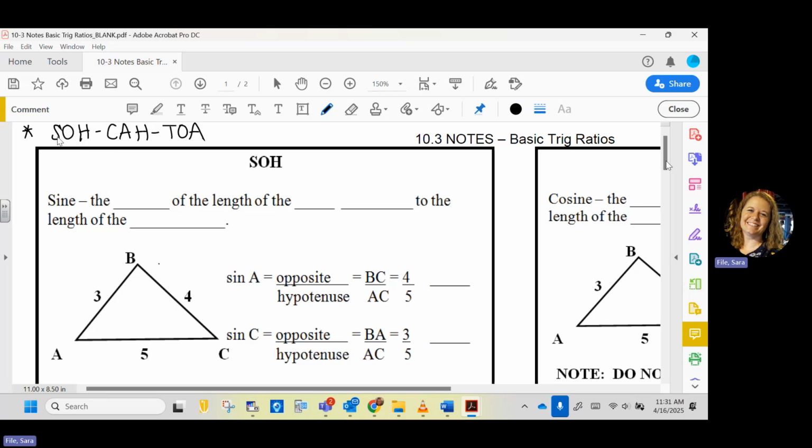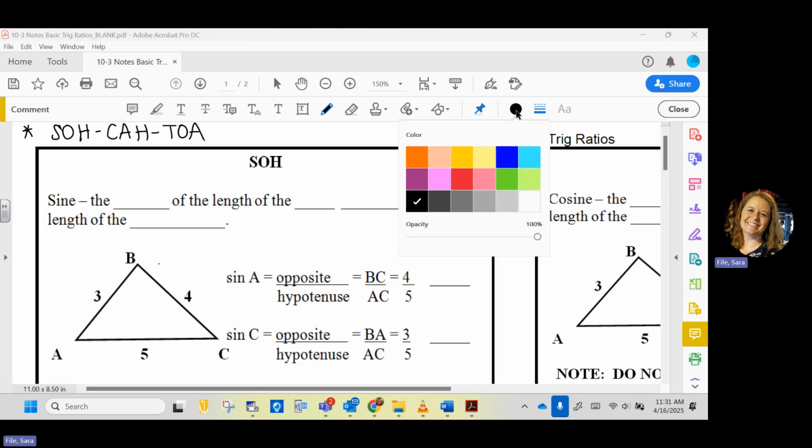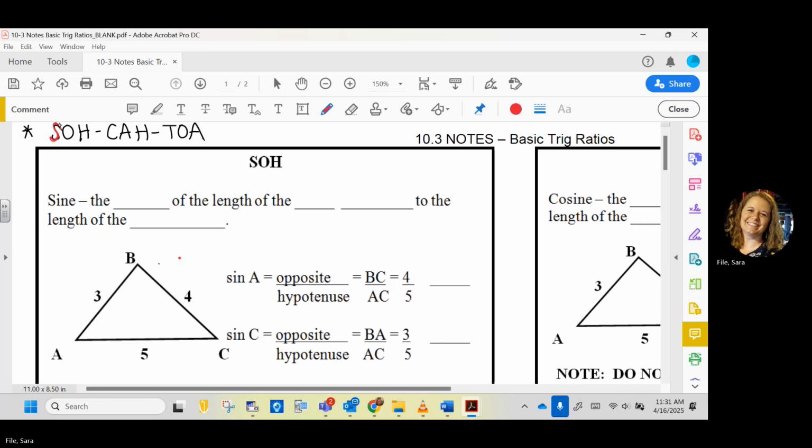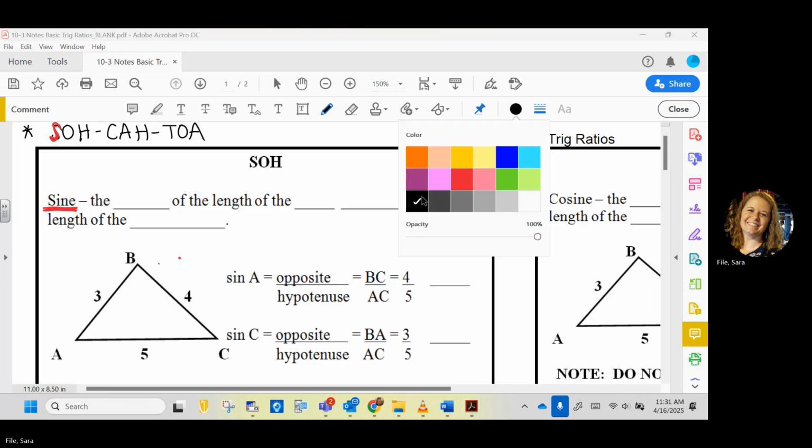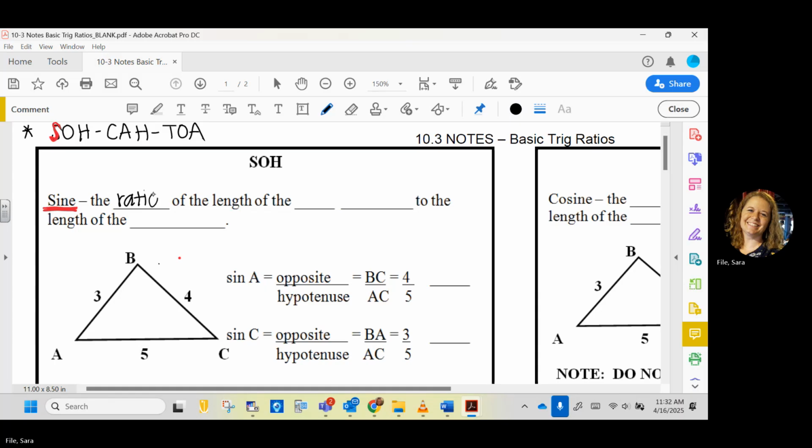SOHCAHTOA, the S, the C, and the T stand for the different trig operations. So the S is for sine. Okay, sine is the first trig operation we're going to look at. Okay, so sine is the ratio of the length of the opposite side to the length of the hypotenuse.